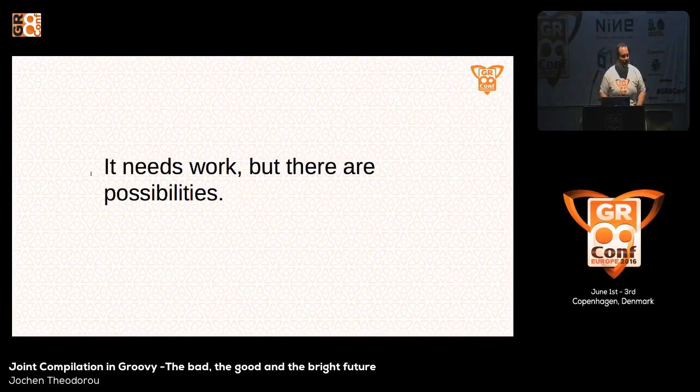So this approach will need work, but there are possibilities to solve this problem. And you could go really crazy. You could think about maybe not using strictly the Groovy AST. You could make a mirroring structure of a more general AST which the Groovy AST is a substructure of, and then integrate with other languages. And then have maybe a joint compilation between Scala and Groovy and Java, with an intermediate representation in memory through an AST.